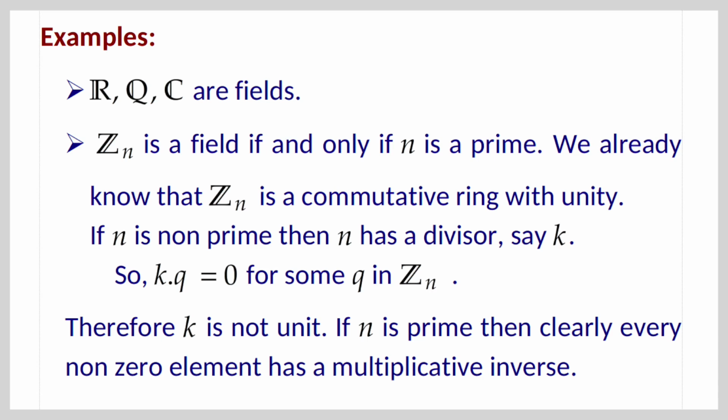We already know that Zn is a commutative ring with unity. If n is non-prime, then n has a divisor, say k. So, k dot q equal to 0 for some q in Zn. Therefore, k is not a unit. If n is prime, then clearly every non-zero element has a multiplicative inverse.